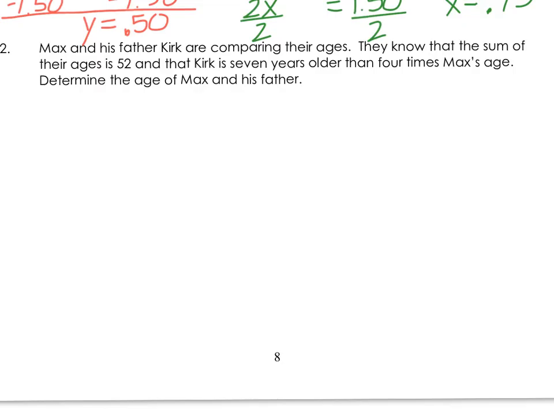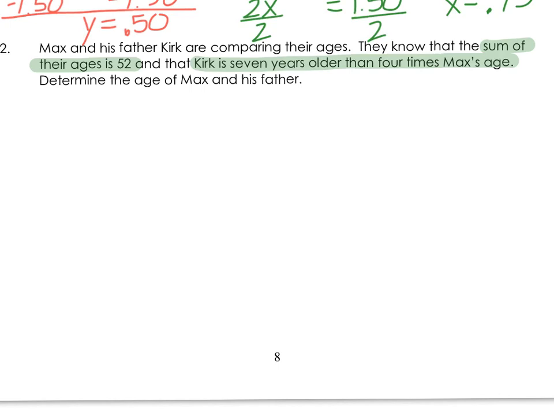Okay, the next question says that Max and his father Kirk are comparing their ages. They know that the sum of their ages is 52, and that Kirk is 7 years older than 4 times Max's age. Determine the age of Max and his father. So here, all I have is the one total, that the sum of their ages is 52. So that tells me I'm going to only have one equation, and that means that I'm only going to have one variable. So this is using one of those comparisons.